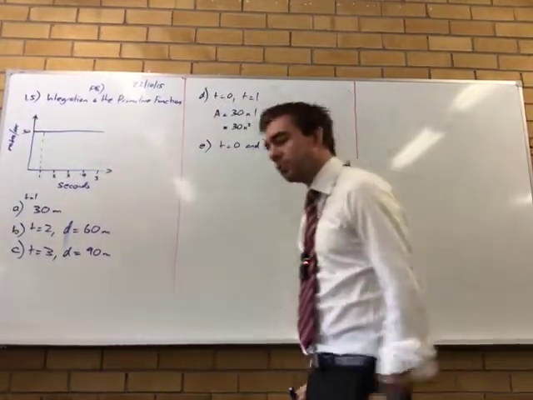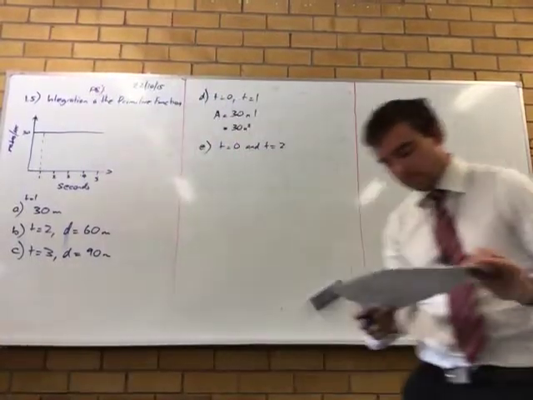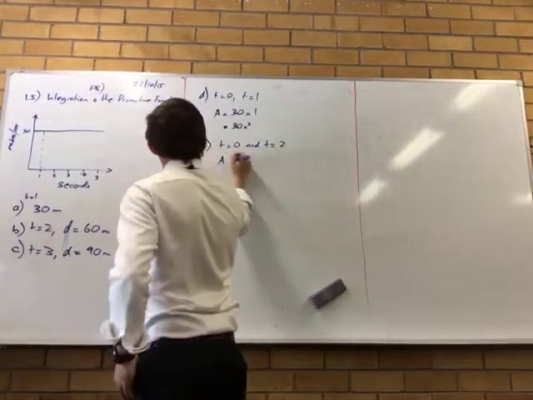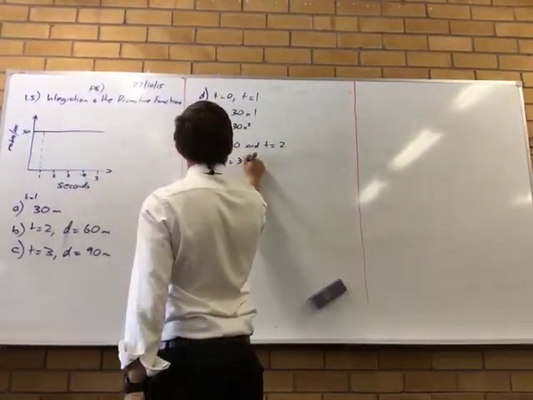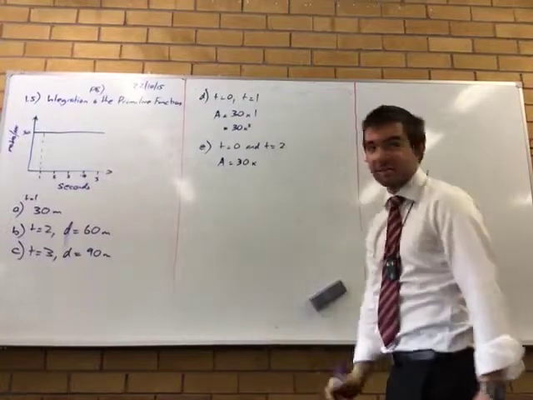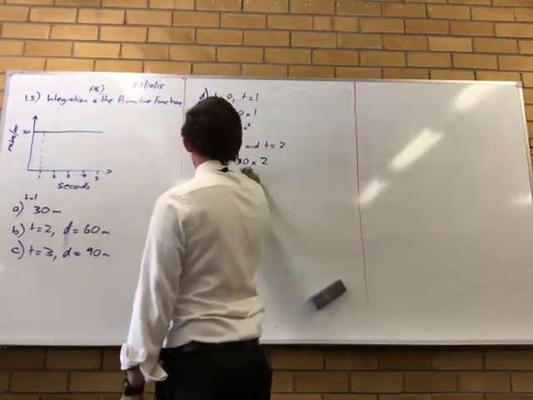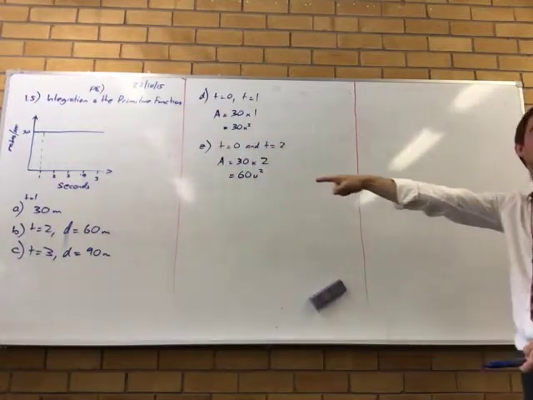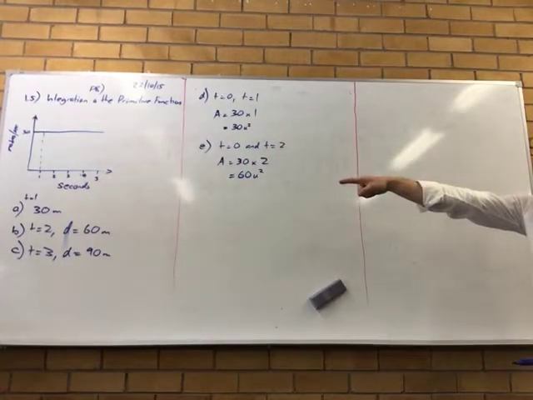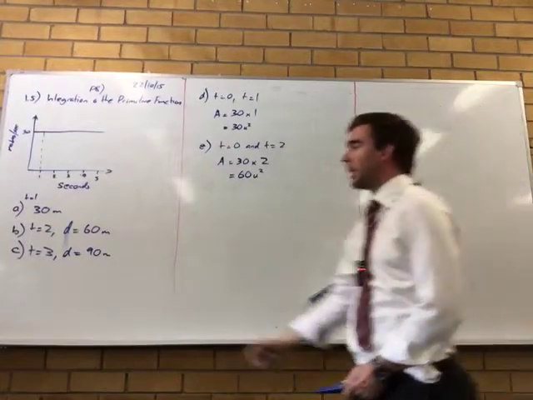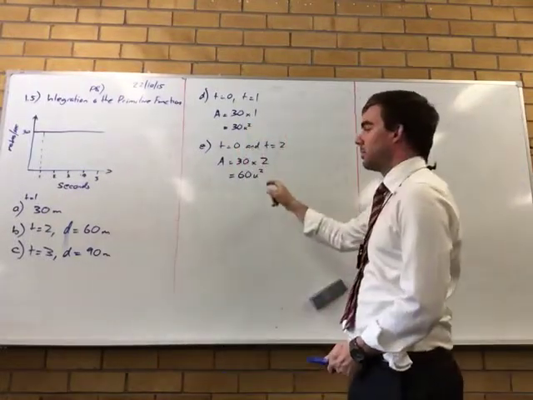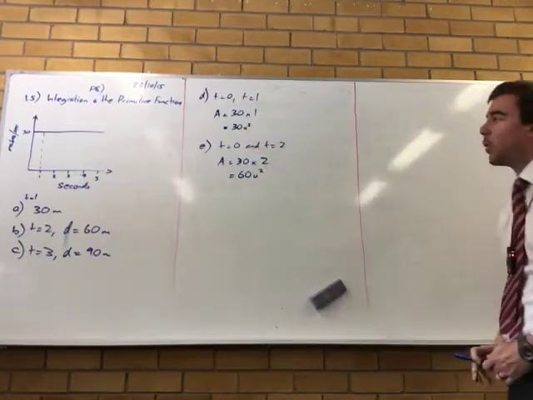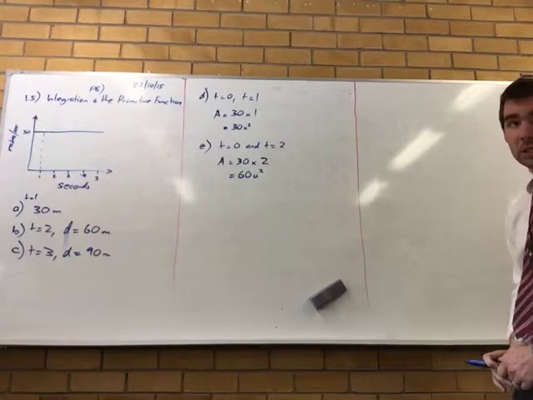The area of that rectangle. Okay, so we have the height of 30 and the length of 2, and what is the distance covered in 2 seconds? 60. Alright, so in 2 seconds we've covered 60 metres. So the area of the rectangle between the first 2 seconds is 60 units squared.